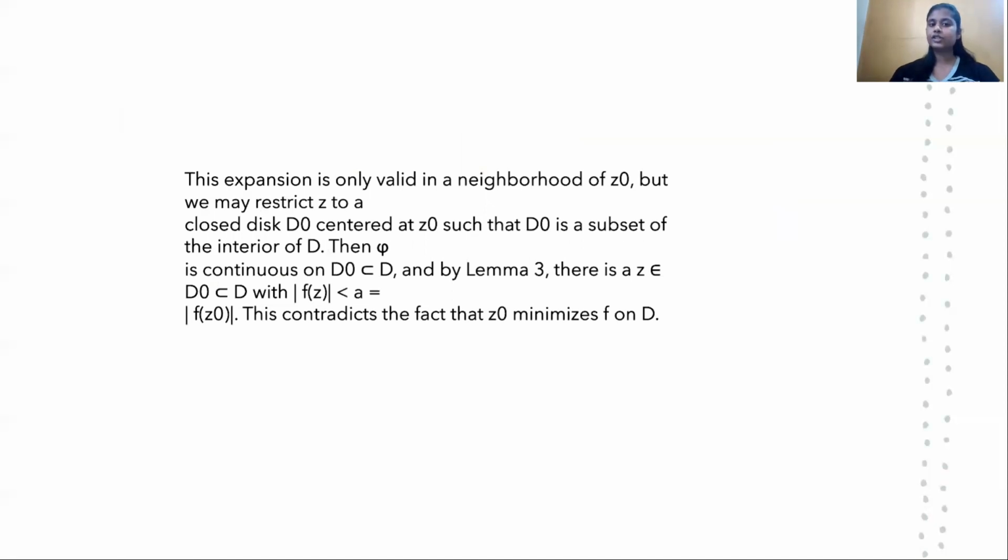This expansion is only valid in a neighborhood of z0, but we may restrict z to a closed disk D0, centered at z0, such that D0 is a subset of the interior of D. Then ψ is continuous on D0, which is a subset of D, and by Lemma 3, there is a z that belongs to D0, a subset of D, with |f(z)| < A = |f(z0)|. This contradicts the fact that z0 minimizes |f| on D.